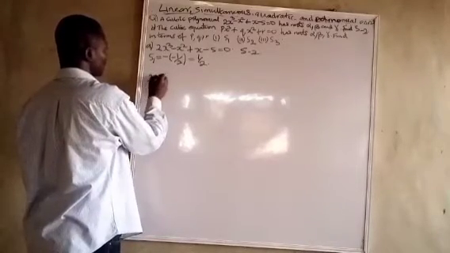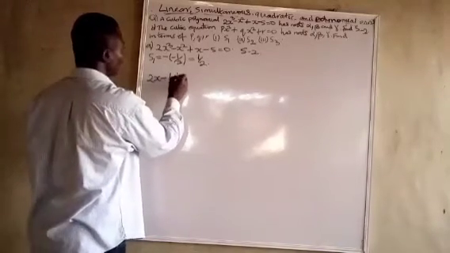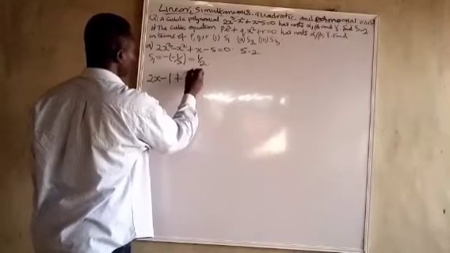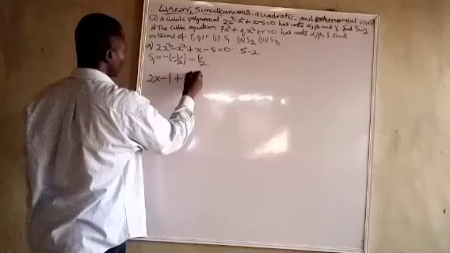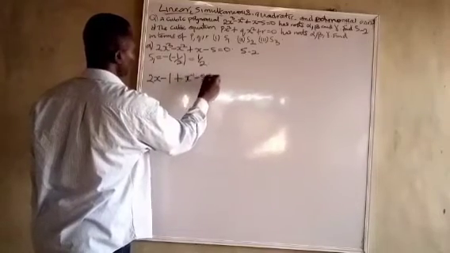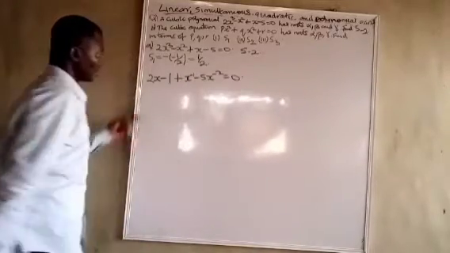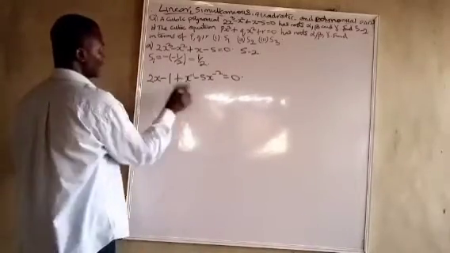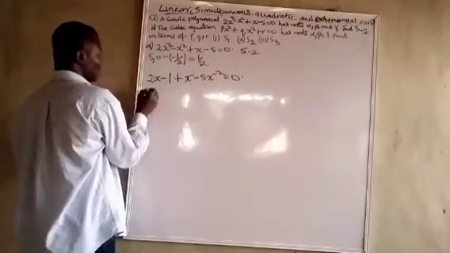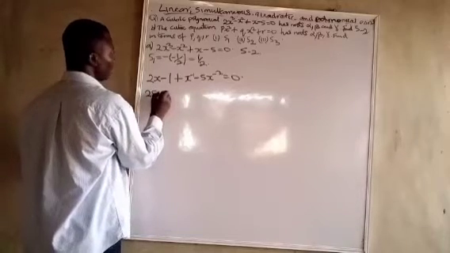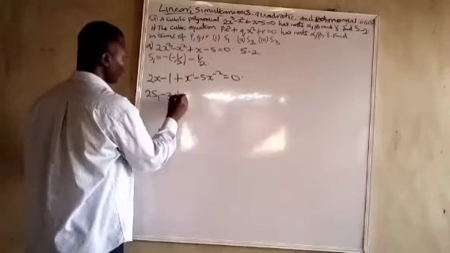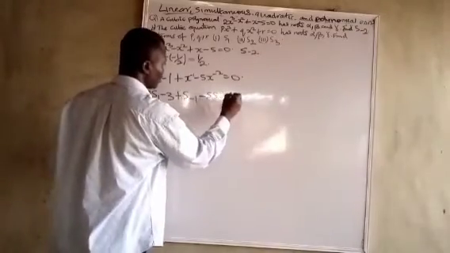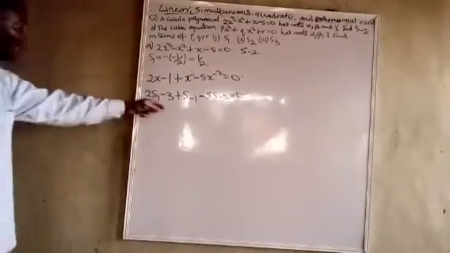Now, let's divide through by x squared. So we have 2x minus 1 plus x raised to the power minus 1 minus 5x raised to the power minus 2. Now, let's express it in terms of the sums. So we have 2s1 minus 1 plus s minus 1 minus 5s minus 2 equals 0. So we've gotten s1. Now let's get s minus 1.